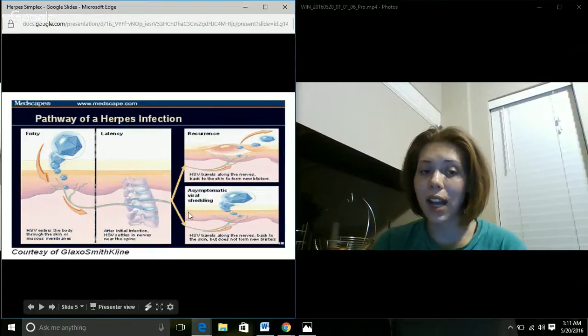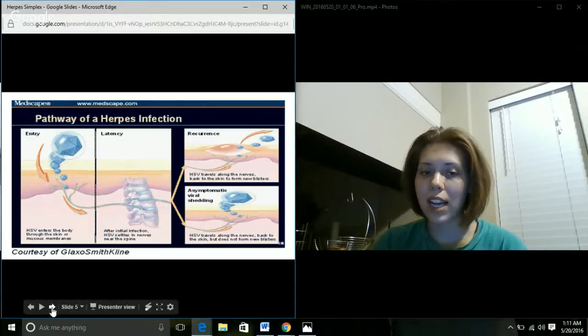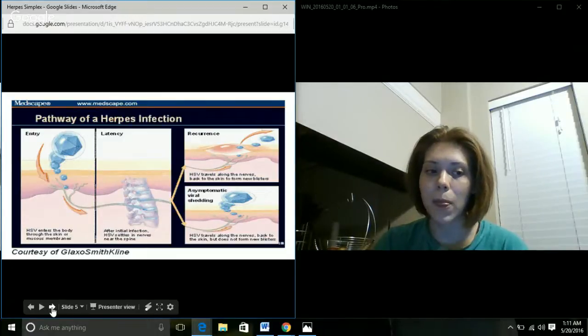And then the other one, asymptomatic viral shedding. In this case, HSV travels along the nerves back to the skin, but does not form any new blisters. And as mentioned before, when asymptomatic viral shedding, even if you don't have blisters, you still have the chance that you could be shedding the virus to others.